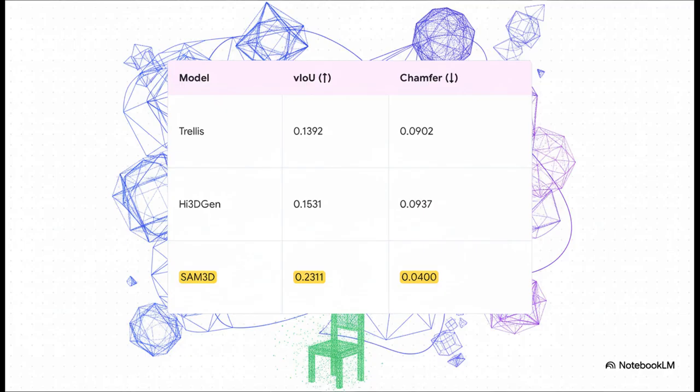So look at this chart. The chamfer score basically measures how wrong the final shape is. Lower is better. And as you can see, SAM 3D's score is less than half of its rivals. Then you have the IoU score, which measures how well the 3D volumes overlap. For that, higher is better. And yep, SAM 3D is crushing it there too. On every important metric, it's just in a whole different league.